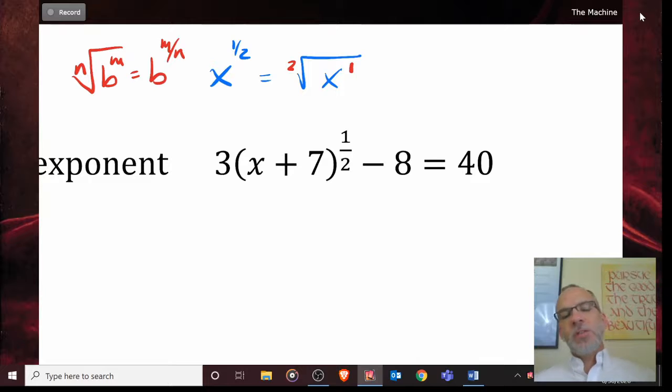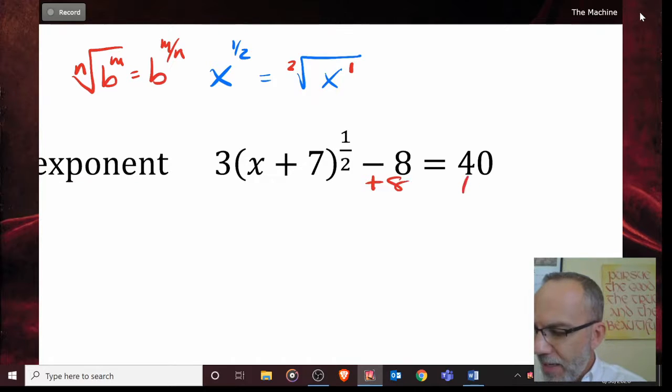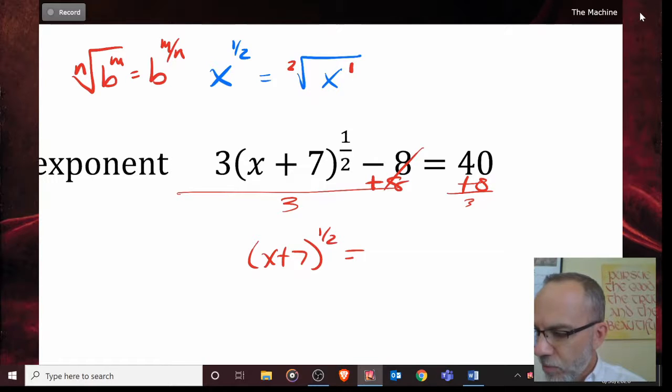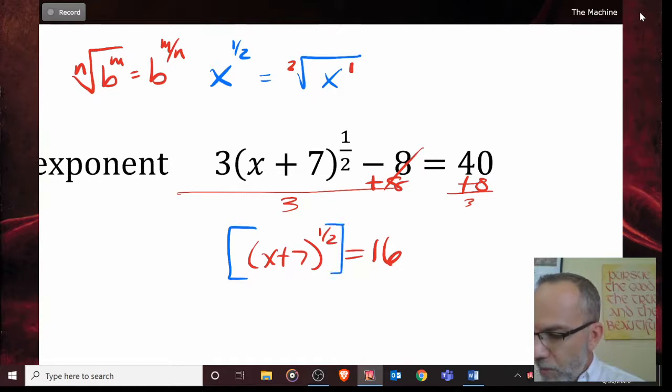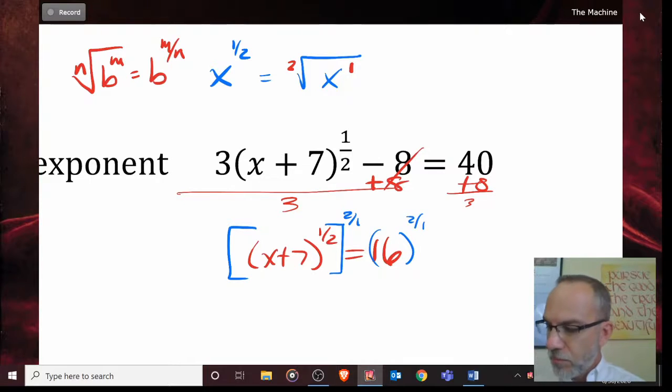So how would you solve this one? Oh, it's the same thing, except we're doing it in exponent form rather than in radical form. So I would add 8, and then I would divide everything by 3, a little sloppy algebra here, but in the end, I would get x plus 7, quantity to the 1/2, is equal to 16. How do I undo raising an exponent to a fraction? I'm going to raise it again to the reciprocal of that fraction, to the 2/1. So 16 to the 2/1.